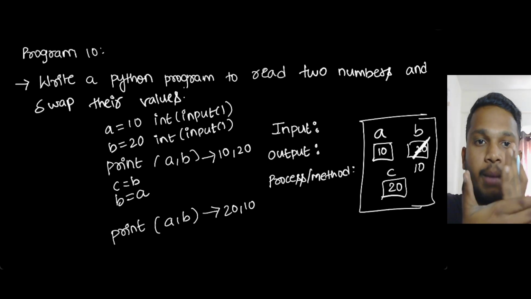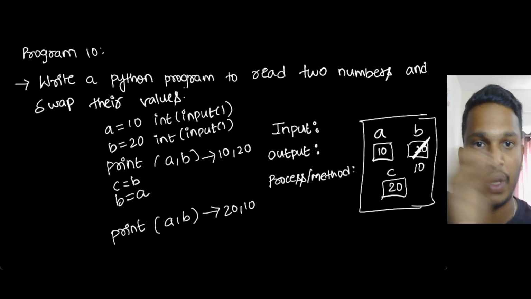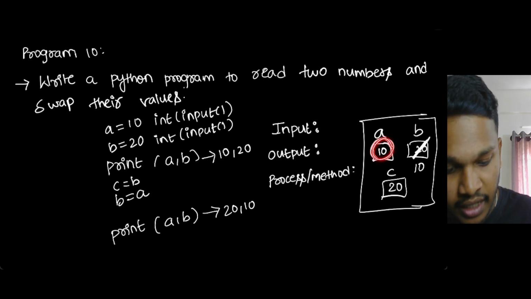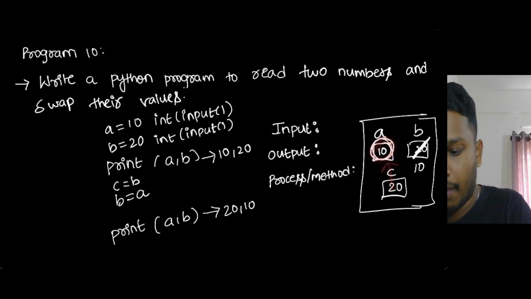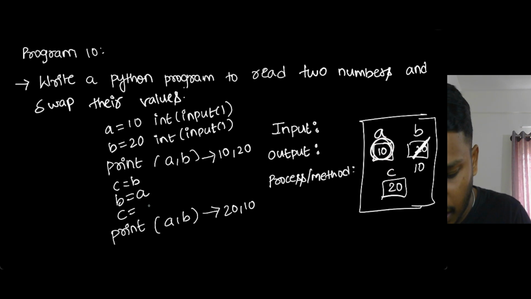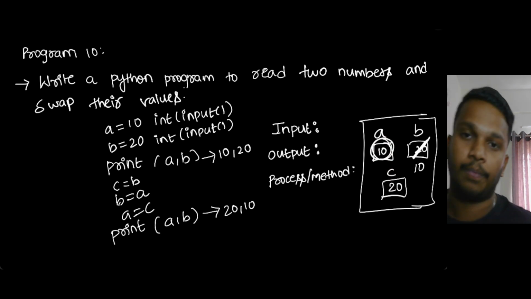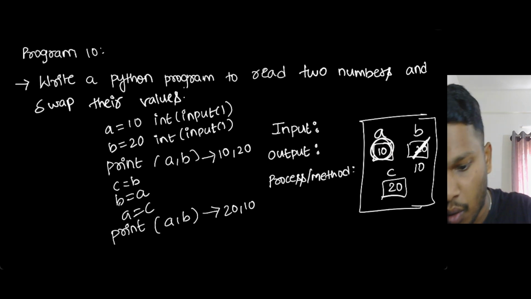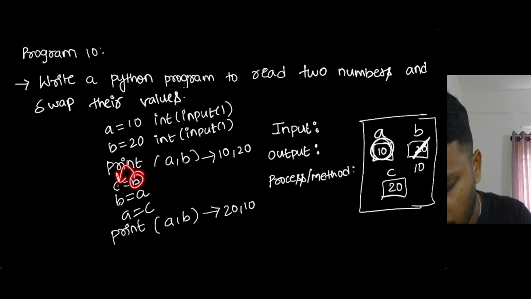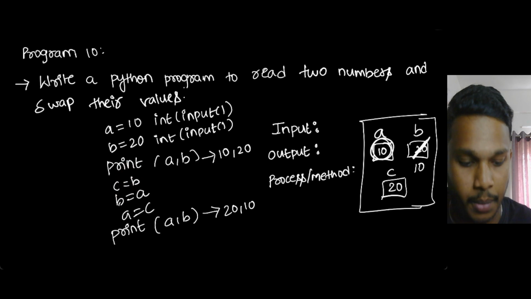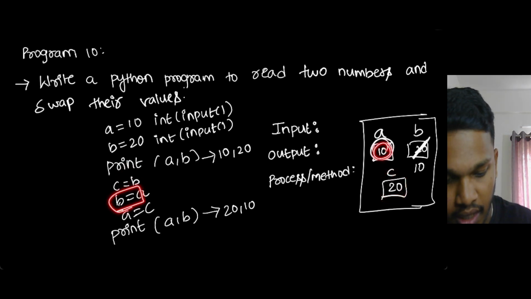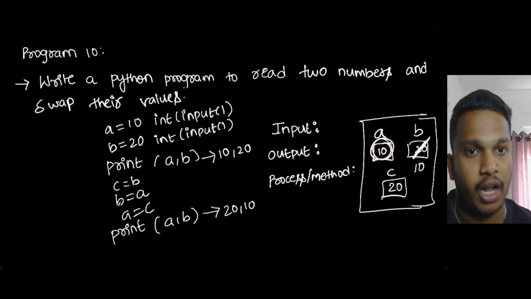We completed half of the swap. One value is interchanged. Now I should make the a value 20. How can I make the a value 20? a is equal to c. Am I correct? This is simple, right? What we did first, we made it safe: we made c a Xerox copy of b. Next, we wrote b is equal to a. The a value we brought to b.